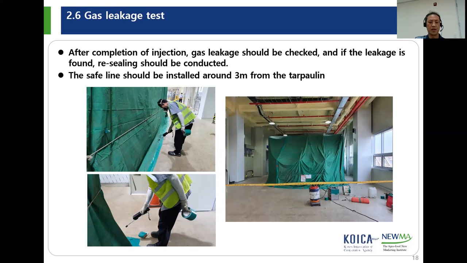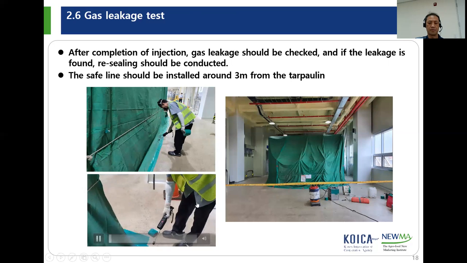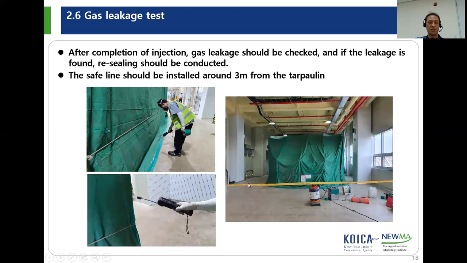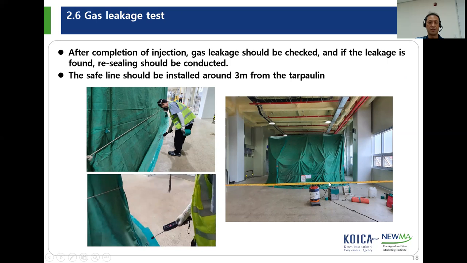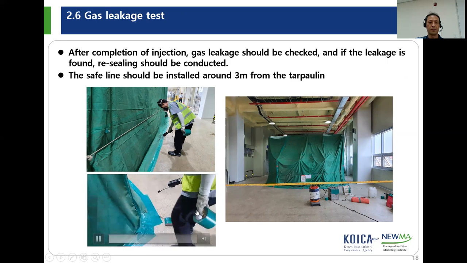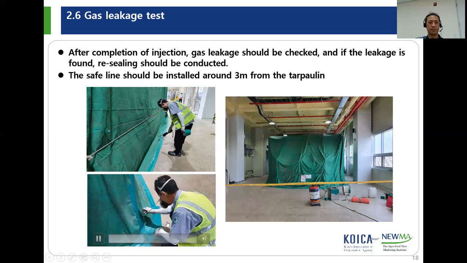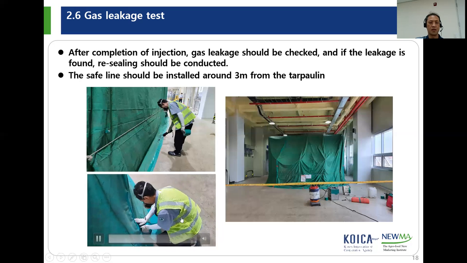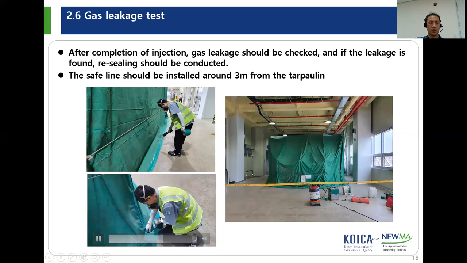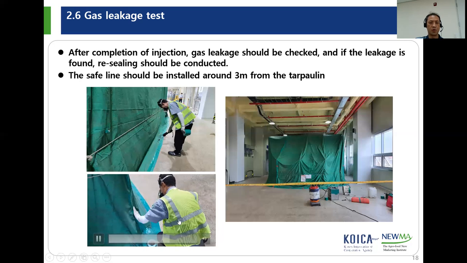After completion of injection, gas leakage should be checked. And if leakage is found, resealing should be conducted. You can see the video clip about it. The safety line should be around 3 meters from the tarpaulin. This is the safety line. They check the leakage of methyl bromide, the leakage tester alarmed, so he resealed the tarpaulin.